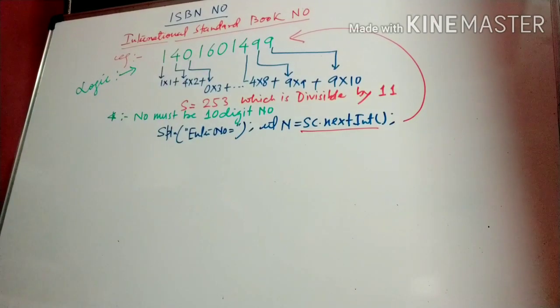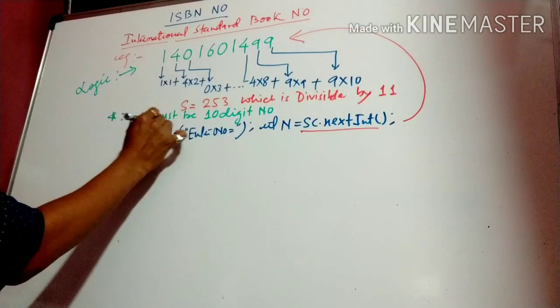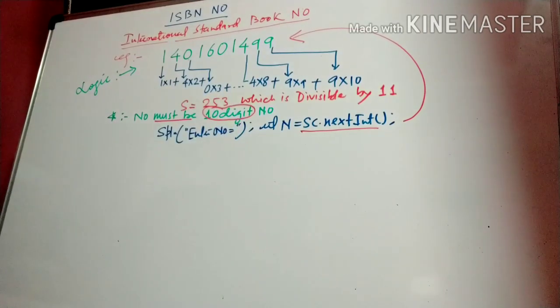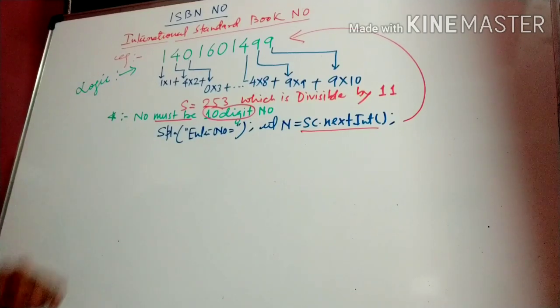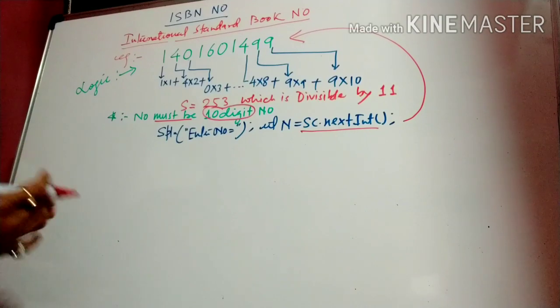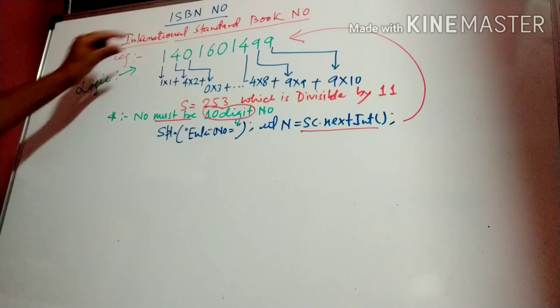14016014999. Number one thing, the number which you input must be a 10 digit number. Not more than 10, not less than 10. Must be a 10 digit number. If the number is 10 digit, then we have to follow some rules. What are the rules? Suppose this is a number.